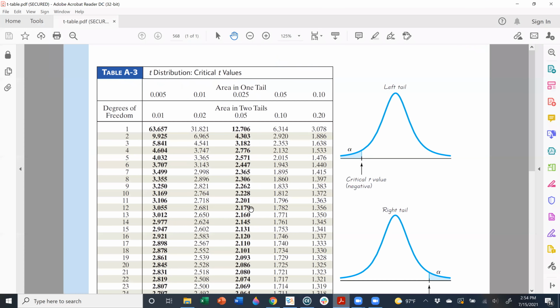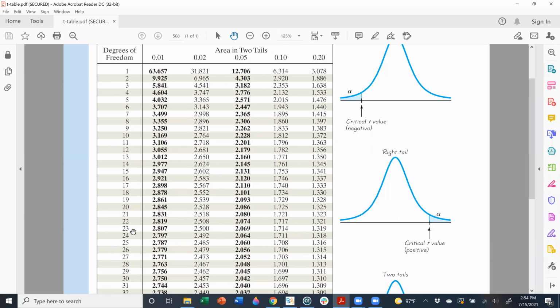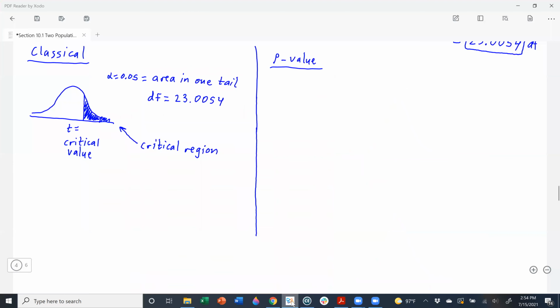Okay, so let's pull up that table. And so we need to do the area in 1 tail of 0.05. So I need to do this column right here. Okay, and 23 degrees of freedom. So I'll scroll down to the 23 degrees of freedom. And so this is the closest that the table can get for us for a critical value. So 1.714. Okay, so let's write that down. That's the critical value. t equals 1.714.